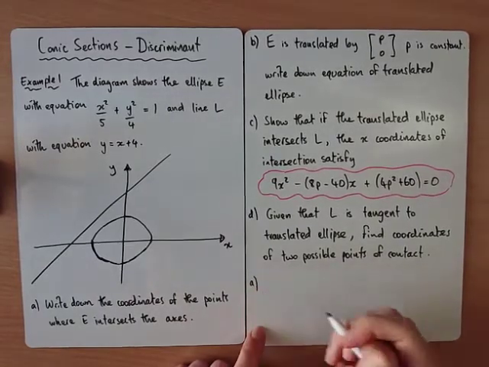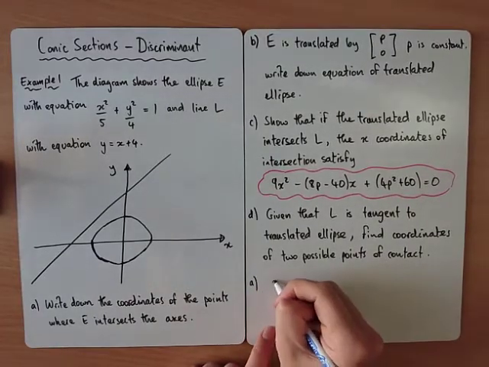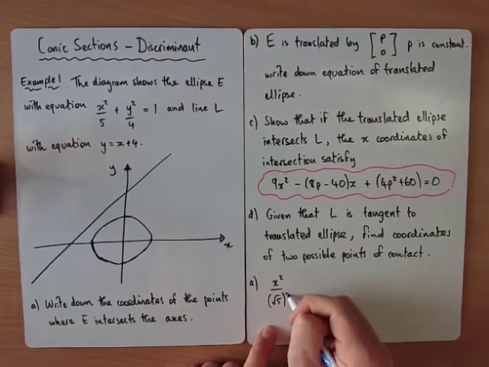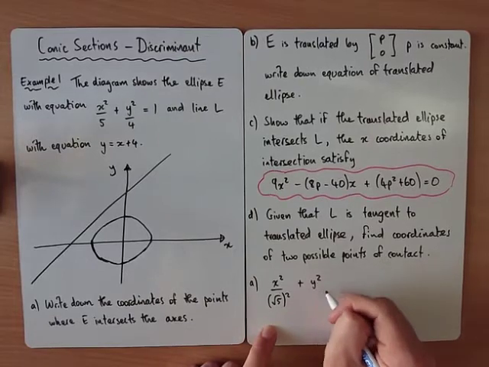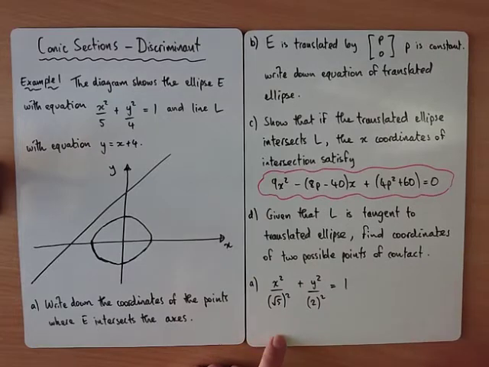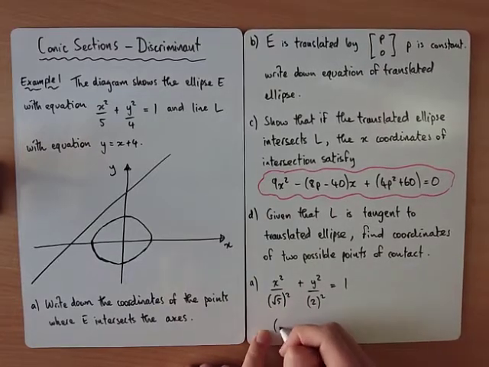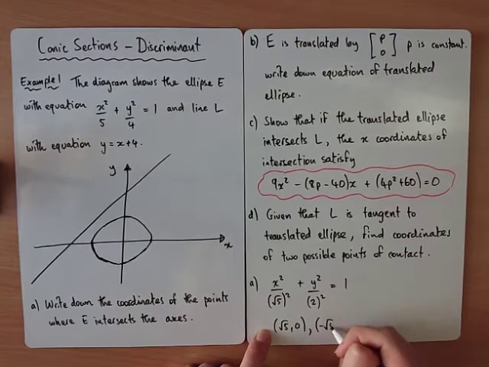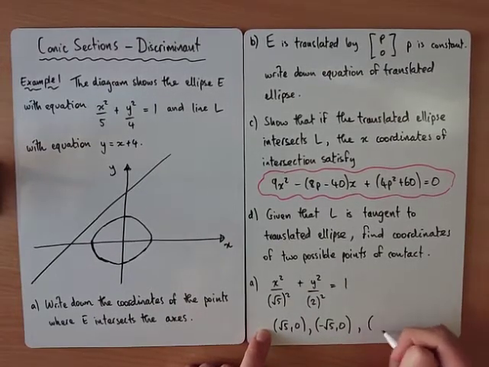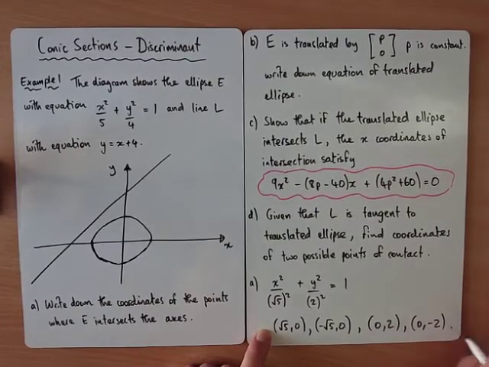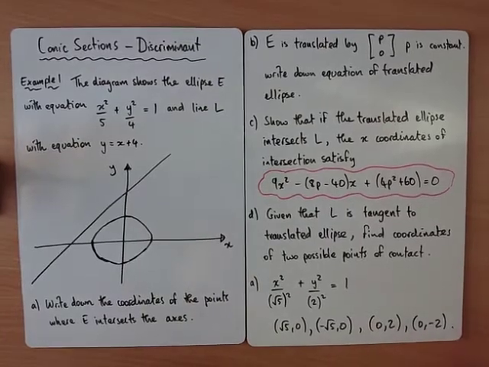So for part A, there's a couple of ways of thinking about this. If you want to compare it with the general form, it would be over root 5 squared and over 2 squared. So therefore, it would cross at root 5, 0, minus root 5, 0, 0, 2, and 0, minus 2. That's just from comparing it with the general form of an ellipse and remembering where it crosses, but you don't need to overcomplicate this.